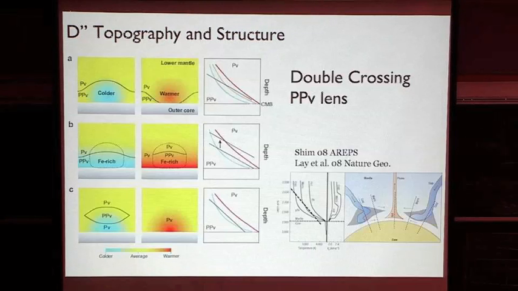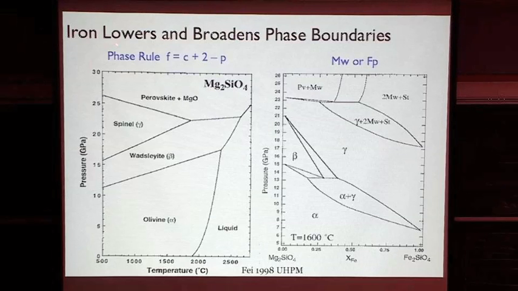No question. So we talked about this before, how iron would lower and broaden the phase boundary in the known phase diagram. For post-perovskite, we don't know whether it lowers or raises the phase boundary. But within the transition zone, the upper mantle regime, we know this is the case. So here is the phase diagram for the pure iron-free end member. This is the forsterite case. And then in this case, we have a certain amount of iron-rich component.